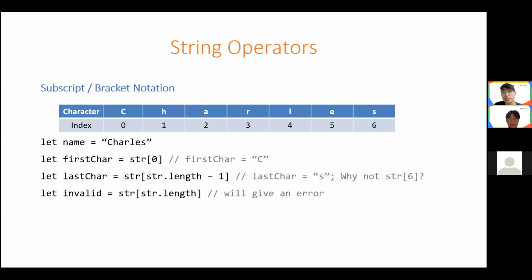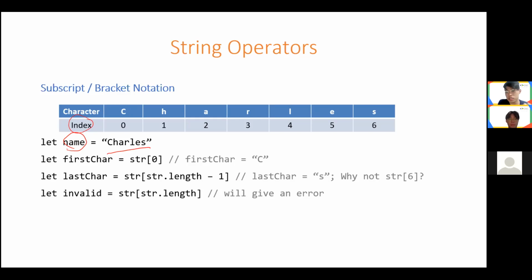Let's say we want to get some characters inside a string. How do we do that? We can do it via something called bracket notation. It's a way to get a character at a specific position, which in programming or computer science we call an index. So we have a name variable, and we assign a string called Charles. I've broken it down in this table over here. We have the string Charles here, and then we have the index here.